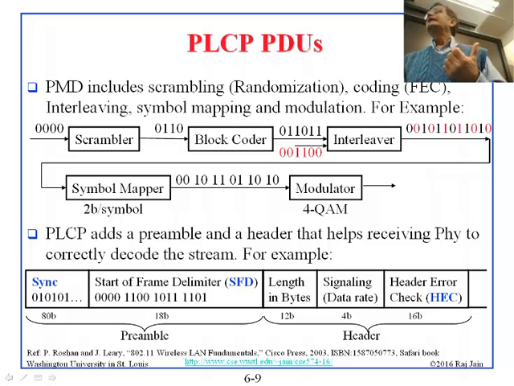Okay? And so 16 bits of this SFD, then 12 bits of length, 4 bits of data rate, 16 bits of HEC, header error check. This is a CRC just for the header. Okay? And so this is all part of PLCP. So PLCP knows the header, knows the frame, knows things. PMD doesn't. This part doesn't know anything about the frame bits or anything like that.